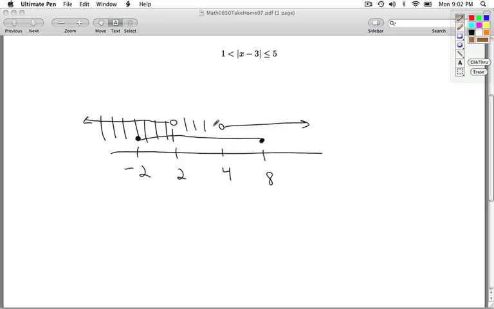And as I keep moving to the right, I start to overlap right above 4 and less than or equal to 8. So this part I can describe with a bracket, negative 2, comma 2, parenthesis, union, parenthesis 4, comma 8, bracket.